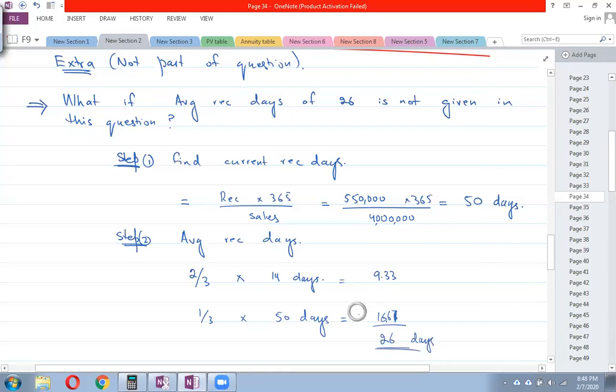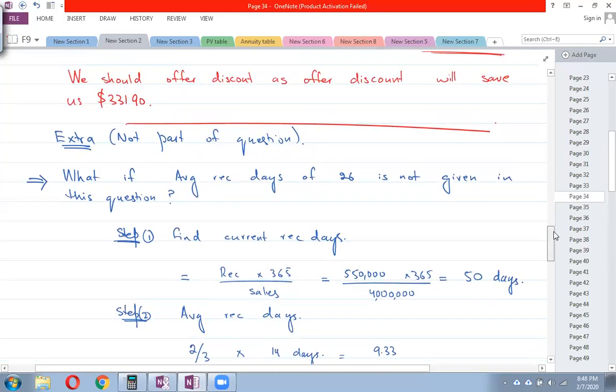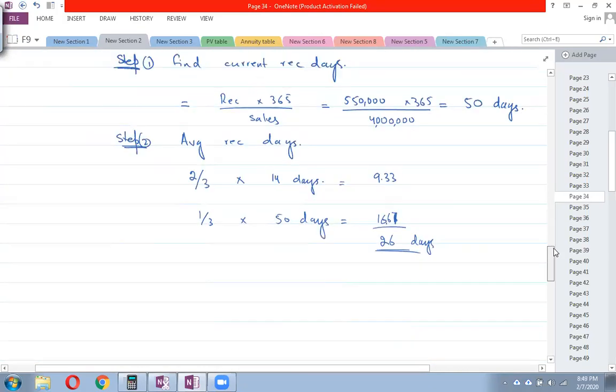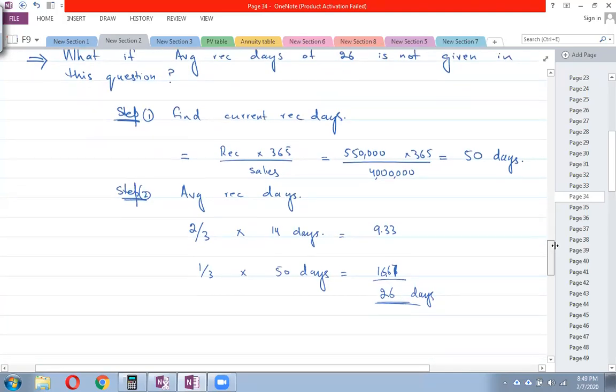You see, even if it is not given, you can actually calculate it on your own. Okay, now this was the first thing: what if average receivable days is not given to us in the question? Now, the second question. Stop me if you don't understand anything.